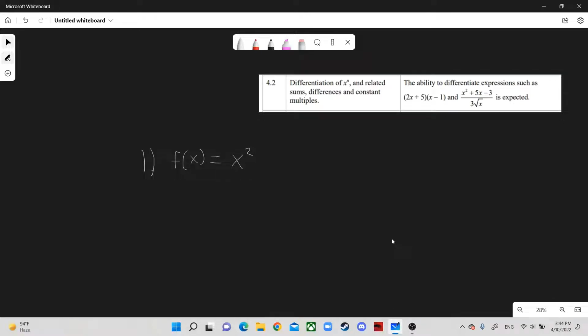So today I'll be teaching you how to actually differentiate. Okay, so let's get straight into it. So let's start off with this. Okay, suppose we have a function f of x is equal to x squared. Now how do we differentiate this?